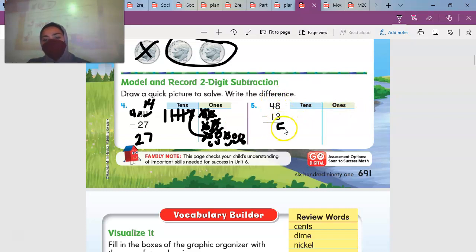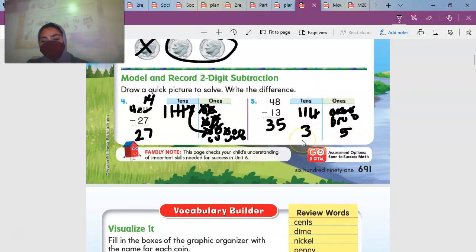5. 4 take away 1 is? 3. The answer is? 35. That one's easy because there's no regrouping. So when you draw it, again, you're going to draw 4 tens, and you're going to draw 8 ones. And then you're going to take away 3 ones. And I have 5 ones, and I have to take 1 ten away, and 3 tens left.